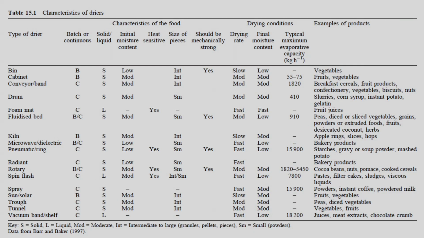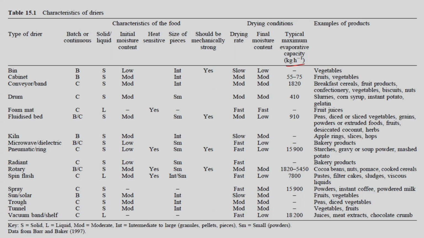So here various types of dryers are given along with their mode of operation, whether it is good for solid or liquid food, how much initial moisture content it can handle, and whether that particular dryer is useful for heat sensitive materials. Also the size of the food particle, whether small or intermediate, granules, pellets or pieces, and whether it can be mechanically strong or not, drying rate slow, moderate or fast, the final moisture content, the typical maximum evaporative capacity of each dryer, and examples of products, everything given in one table.